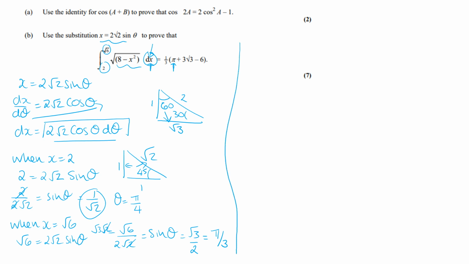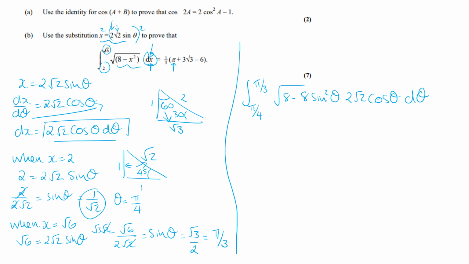We're going to be integrating between pi by 4 and pi by 3. We're going to do 8 minus, now x squared, if we square here and square all of that, we're going to square the 2, 4, square root 2, which is 2, they'll make 8, and then we'll have sine squared theta. And then substituting for the dx, we'll have our 2 root 2 cos theta d theta.